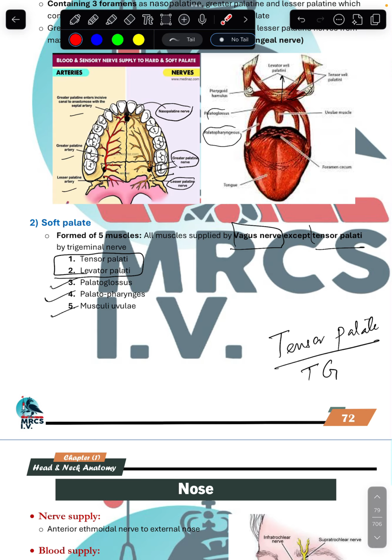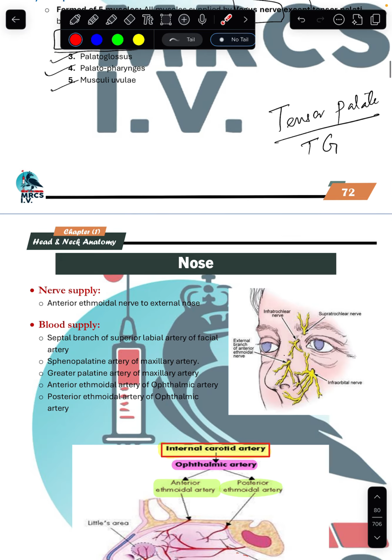The soft palate is formed by 5 muscles: tensor palati, levator palati. So here are the levator palati and tensor palati muscles, which are supplied by the vagus nerve, except tensor palati, which is supplied by the trigeminal nerve. We are seeing the trigeminal just coming out, with the maxillary and mandibular divisions. The mandibular nerve is the motor nerve, supplying tensor palati. Then the other 4 muscles, levator palati, palatoglossus, palatopharyngeus, and musculus uvulae, are all supplied by the vagus nerve.